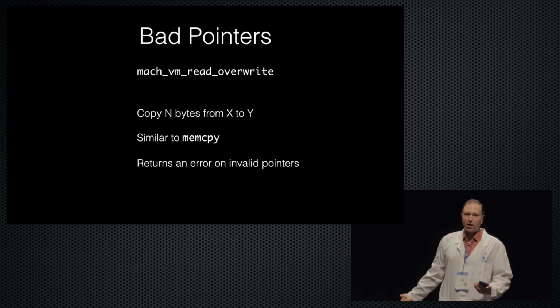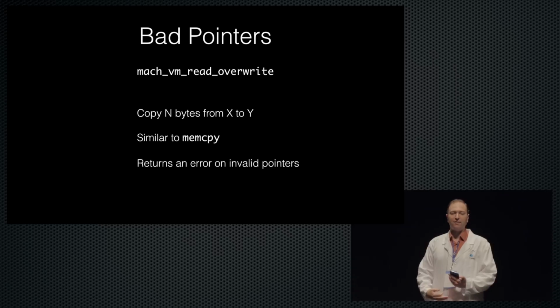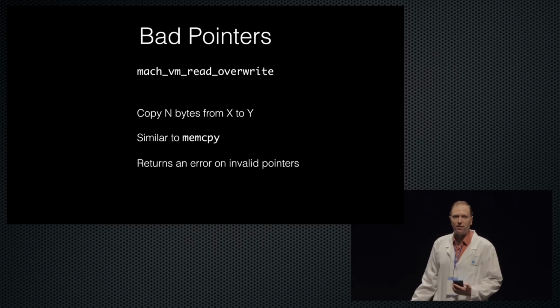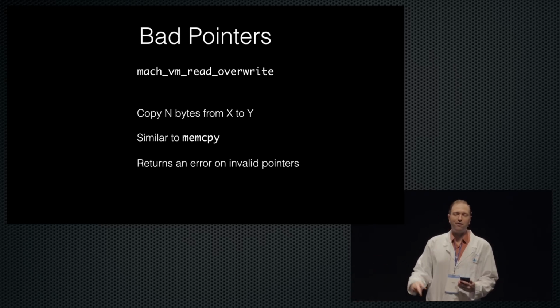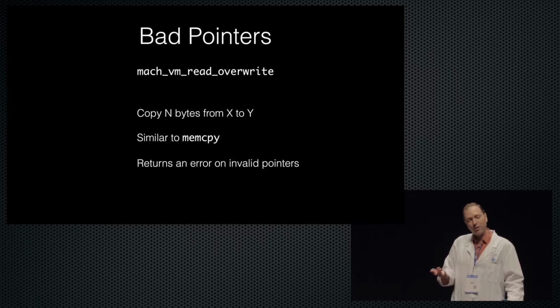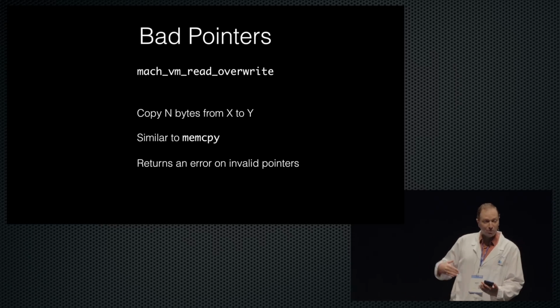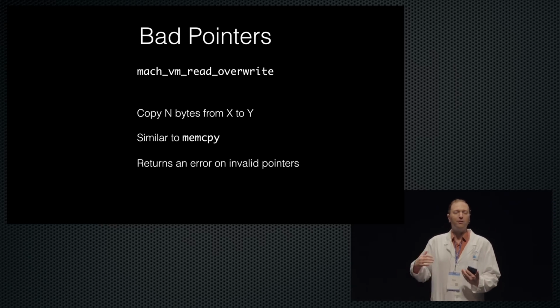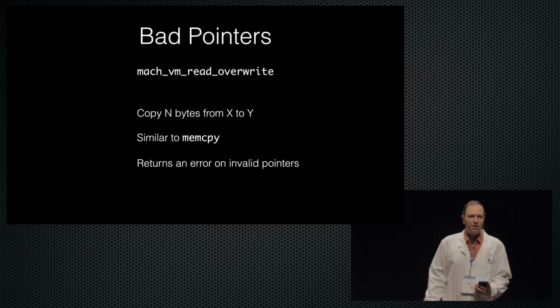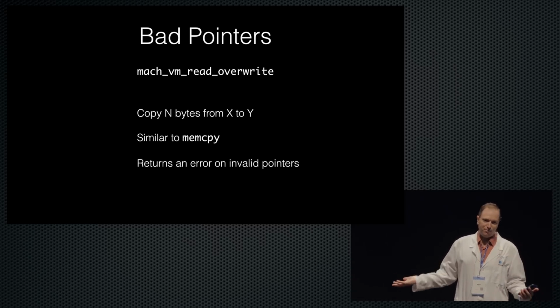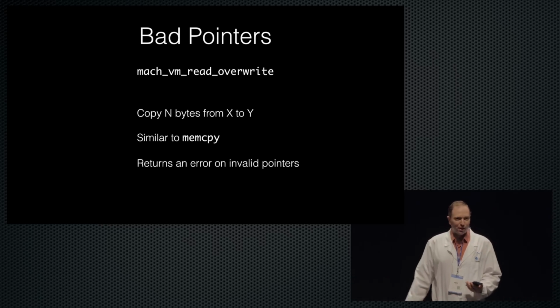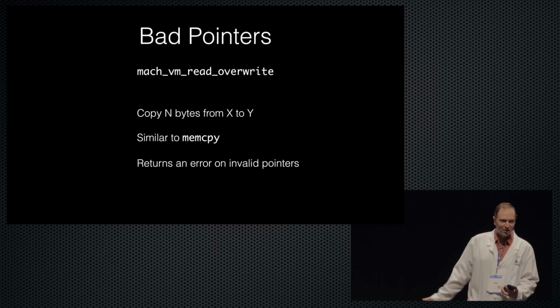If you're familiar with the memcpy function from the C standard library, it's exactly like that, except that if you give memcpy a bad pointer, your program crashes, and if you give mach_vm_read_overwrite a bad pointer, it's okay. It returns an error because it's a system call. It happens at the kernel level. The kernel can do all this checking safely, and so it can come back and say, I couldn't do that because that is not a real pointer. That was just a bunch of junk, and the address there doesn't exist.